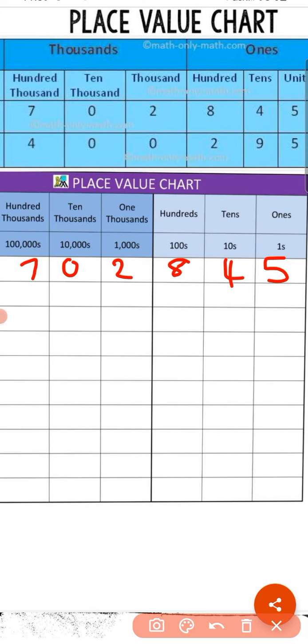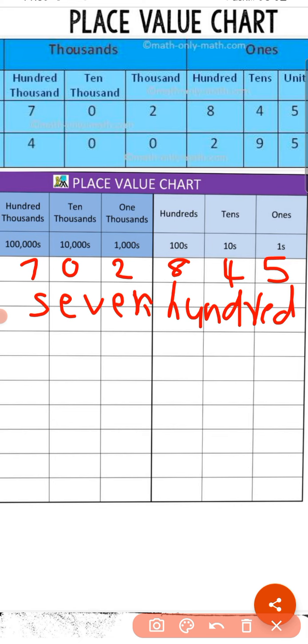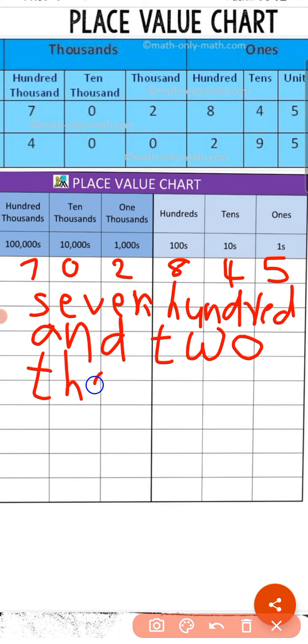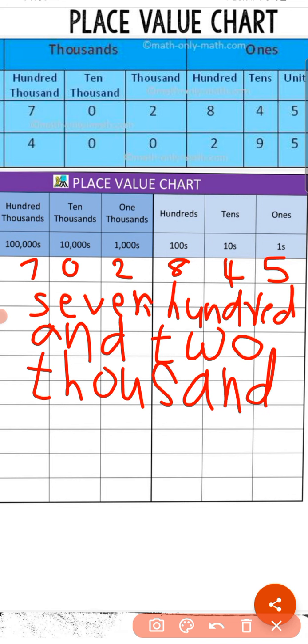So read it as 702. നമ്മൾ എങ്ങനെ വായിക്കുക? 702,000. Read the group name. 702,000. Okay, then one more group is there. 800.